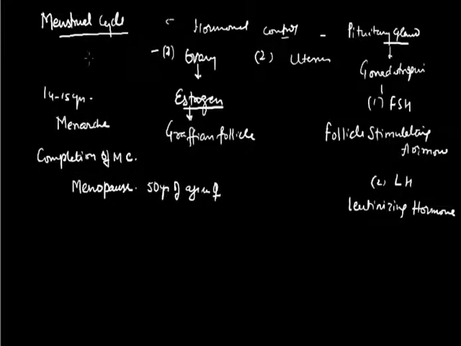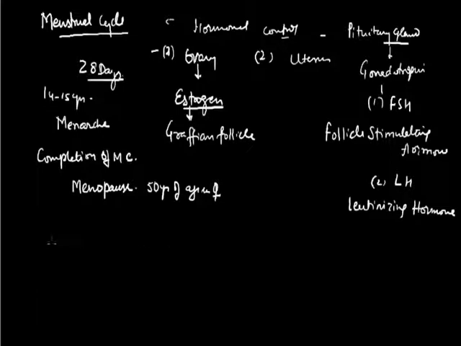The cycle is of around 28 days. We call it a cycle because the changes take place in uterus as well as in ovary. They are in a cyclic manner. This cycle is involved in release of egg, very important event during sexual reproduction.